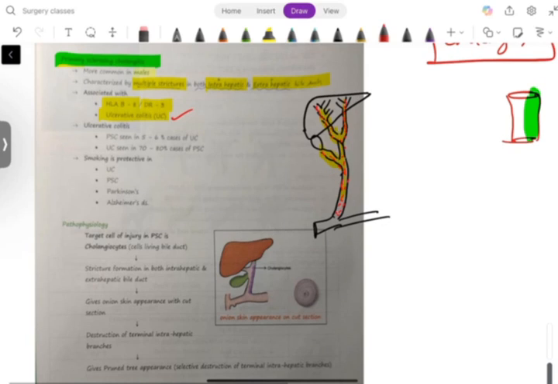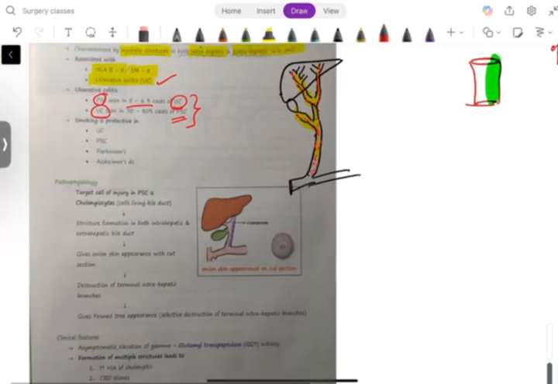So ulcerative colitis, what is the association? Those who have ulcerative colitis, in them 5 to 6% of cases will have primary sclerosing cholangitis, whereas it's the reverse: if they have primary sclerosing cholangitis, then 70 to 80% of cases will have ulcerative colitis. Okay? So one thing to remember for MCQs is that smoking is protective in certain conditions, certain autoimmune disorders like ulcerative colitis, primary sclerosing cholangitis, Parkinson's disease and Alzheimer's disease.